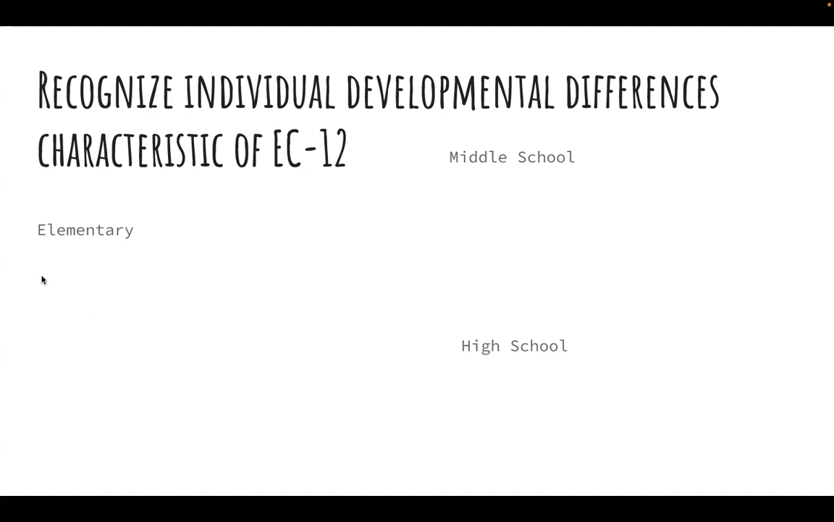So I'd like for you to unmute yourself. Let's brainstorm. What are some characteristics of elementary children? We're just going to write the different characteristics. Cognitive, emotional, maturity, physical. Are they super coordinated in kindergarten?